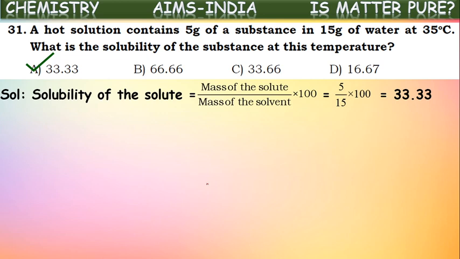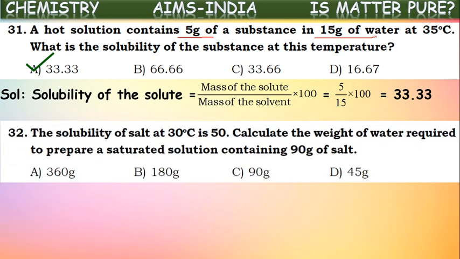We know the solubility formula. Solubility is equal to weight of solute or mass of solute by mass of solvent into 100. Here mass of solute is given as 5 grams. Mass of solvent is 15 grams. By substituting all these values, we get the solubility as 33.33. This is the solubility. Okay. Next, let us see one more question.